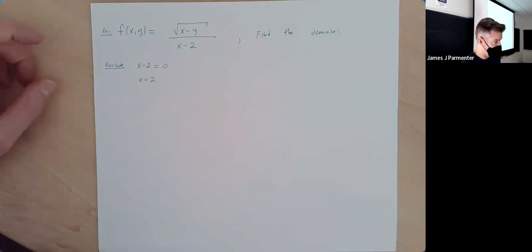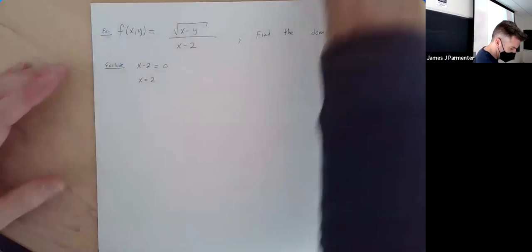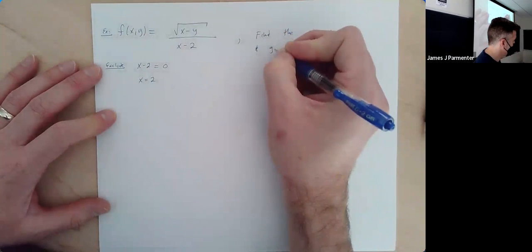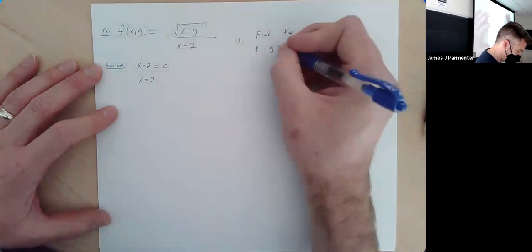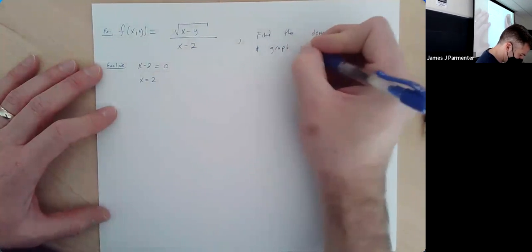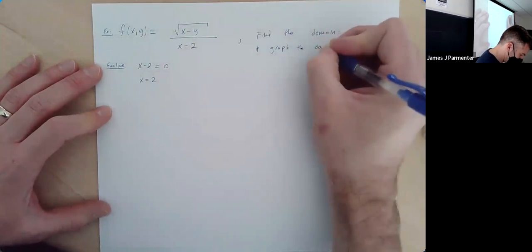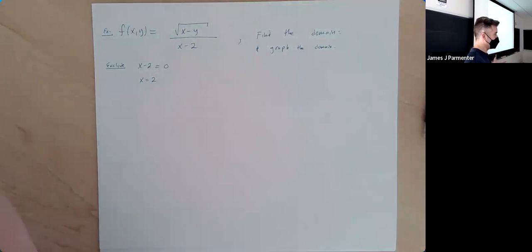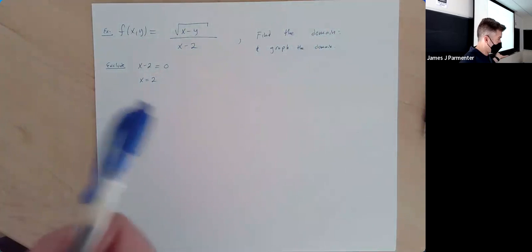So if I start, I'm going to find the domain and graph it. The reason we say graph it is because usually graphing the domain is the easiest way to actually have an idea of what it looks like.